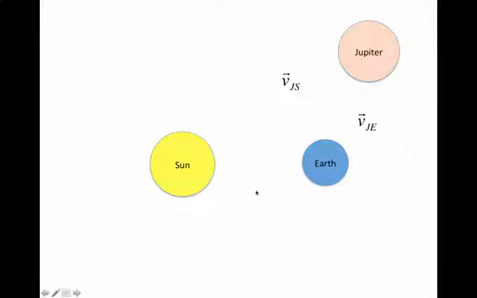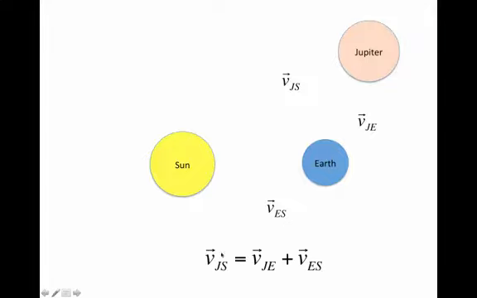Okay, what you would need to know is, what is the velocity of the Earth, this spot, with respect to the sun? If you know how fast the Earth is moving, this reference point is moving from the sun, and we know how fast Jupiter is moving from the Earth, then we can add them together and figure out how fast Jupiter is moving from the sun. So we need to know the velocity of the Earth with respect to the sun.